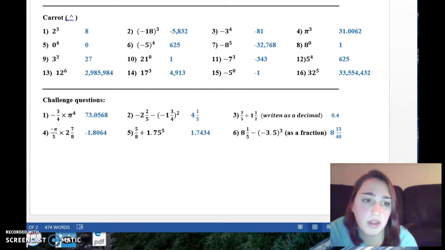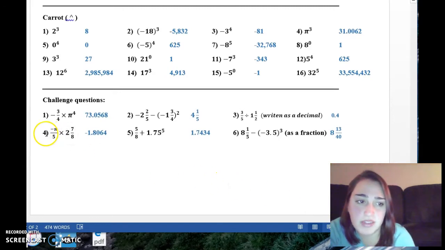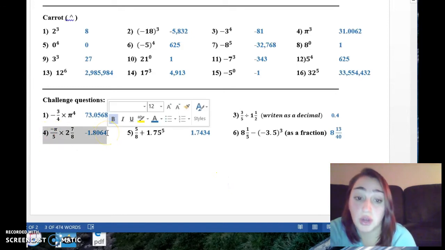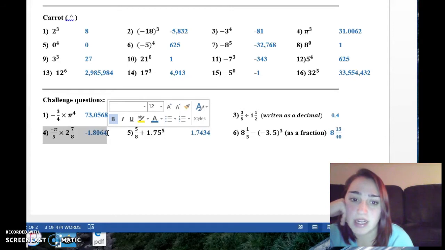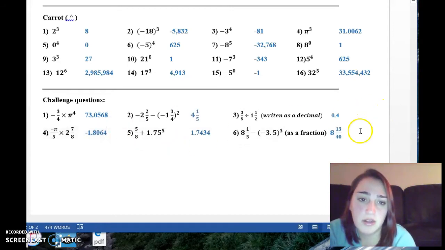I believe one of them, I believe it's number 4, didn't work out in your calculator, but if you had done pi divided by 5 times the negative pi divided by 5 times 2 7/8, it would have worked. But for some reason, it doesn't like having pi in that fraction, and it kind of freaks out and says error. Okay, so just keep that in mind. Everything else should be just fine and should give you these here.